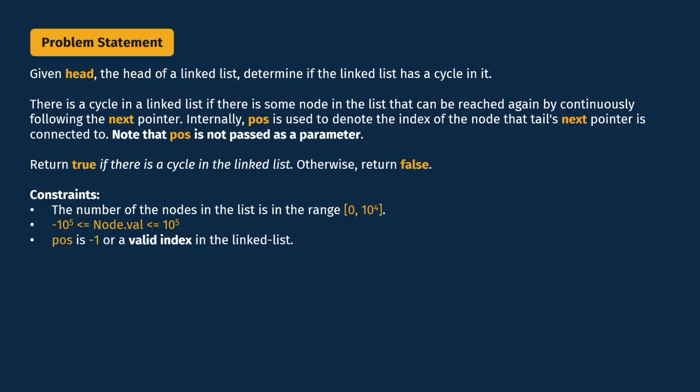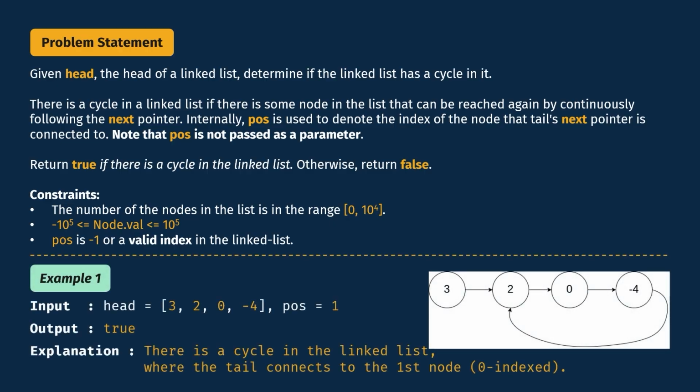Now let's look at the constraints. The linked list can have anywhere from 0 to 10,000 nodes. Node values can range from minus 100,000 to 100,000. And POS is either -1, indicating no cycle, or a valid index in the linked list. With those constraints in mind, let's walk through our first example to make this concrete.